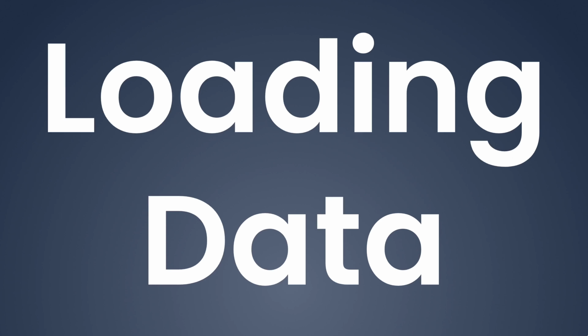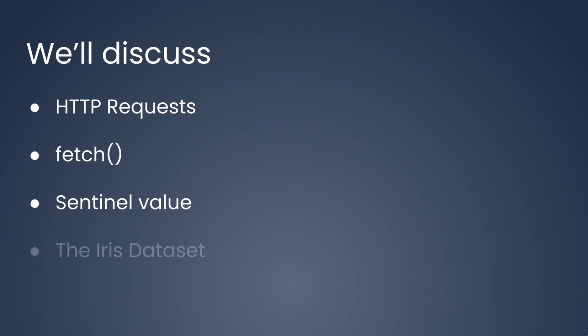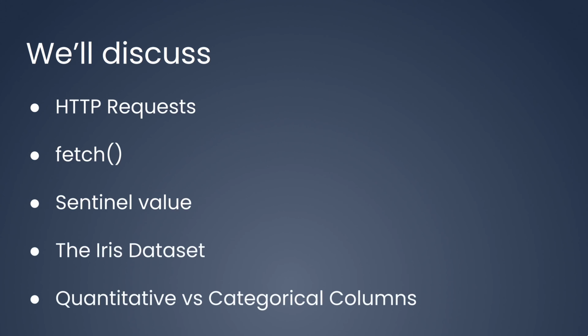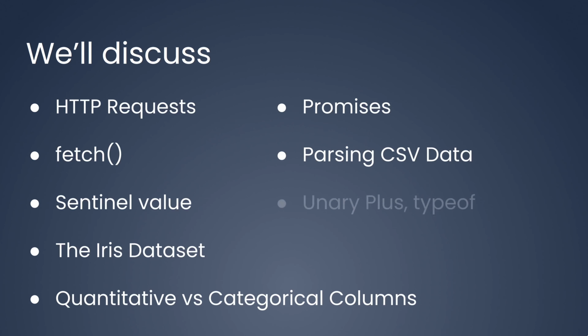The first step in any data visualization project is to get the data. If you don't have data, there's nothing to visualize. As soon as you get access to data that you want to visualize, loading data into your program becomes the primary concern. We'll discuss HTTP requests, fetch, Sentinel value, the Iris dataset, quantitative versus categorical columns, promises, parsing CSV data, Unary plus, the typeof operator, and JSON.stringify.